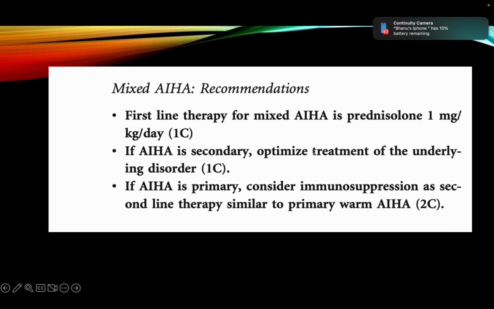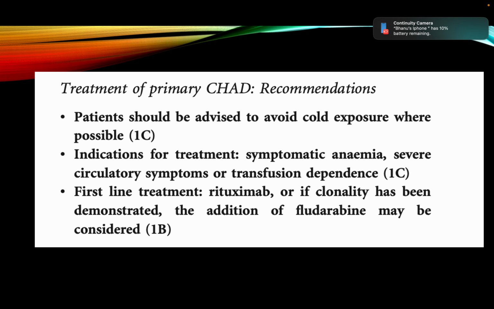So mixed, as I mentioned, is primarily managed as warm autoimmune hemolytic anemia only. Along with that, you give support for the cold, because the significant component in the mixed is only warm. The cold titers are very less significant; most of them will have less than 1:64. The predominant thing is warm autoimmune hemolytic anemia, which is why you manage it as such. So this is the cold hemolytic: avoid cold exposure, and you give transfusion and rituximab along with clotrimazole.